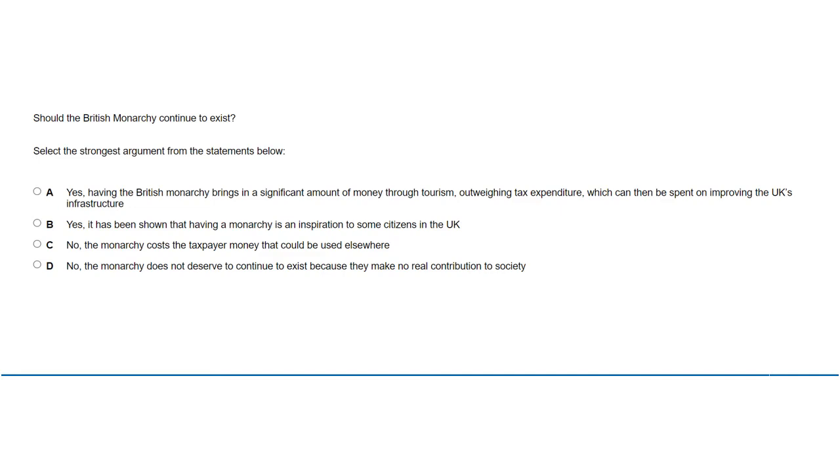This first one is an example of a common kind of question, which is the strength of argument question. The really important thing to be clear about here is this is not asking you whether you believe the British monarchy should continue to exist. It may well be that you're a dyed-in-the-wool Republican who believes that everything to do with the British monarchy is despicable, but that's neither here nor there.